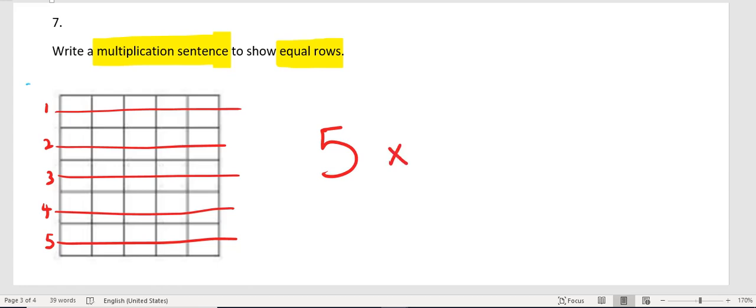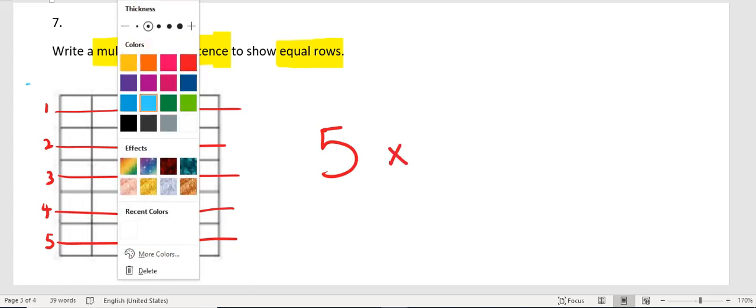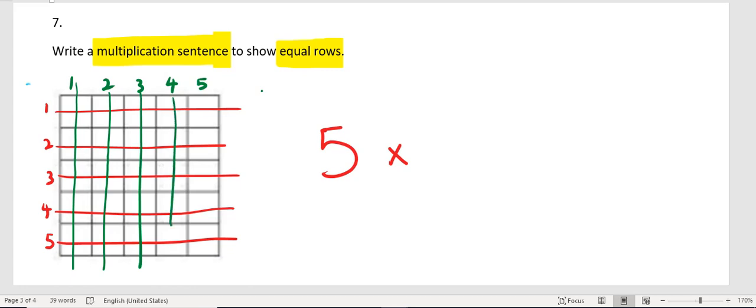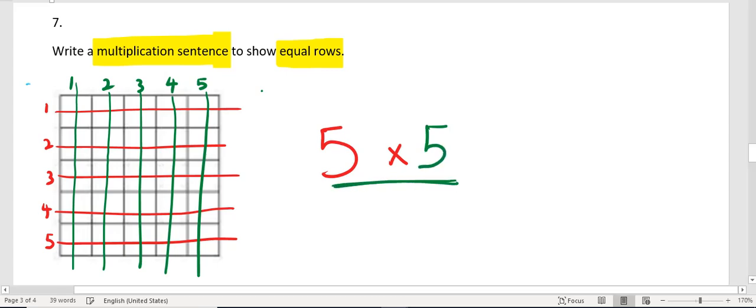Next, we can find the number of boxes in each of the rows, which is called the column. 1, 2, 3, 4, and 5, shown in green. So the multiplication sentence for this is 5 times 5.